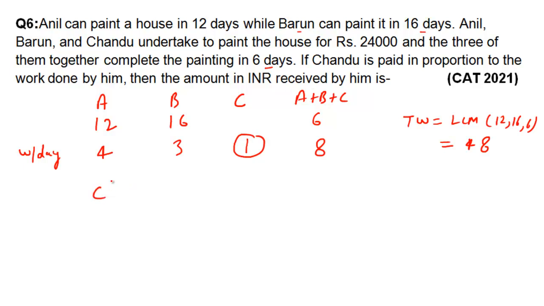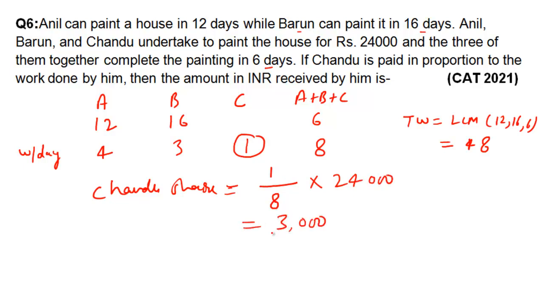We can directly find Chandu's share in proportion to the work done, which is 1 divided by total work, which is 8, multiplied by the total amount 24,000. So that comes out to be 3,000. So 3,000 is the answer. So we have solved all the questions of time and work of CAT 2021.